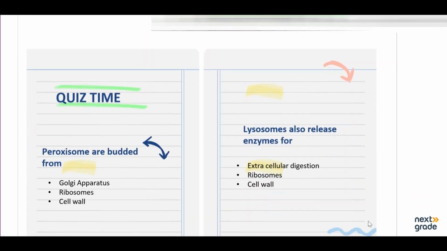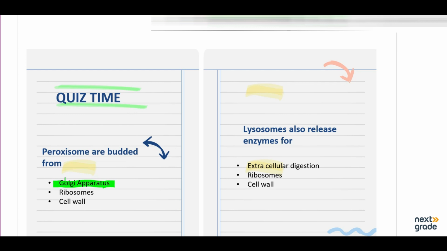So now there is the quiz time. The first MCQ that we got for today is: peroxisomes are budded from Golgi apparatus, ribosomes, or cell wall. As we have learned, peroxisomes are budded from Golgi apparatus. So here Golgi apparatus is the correct answer.